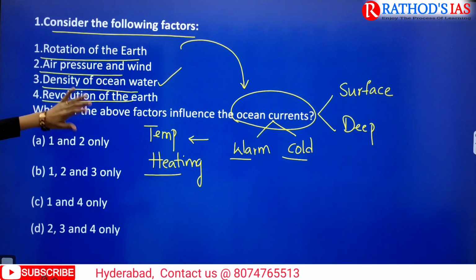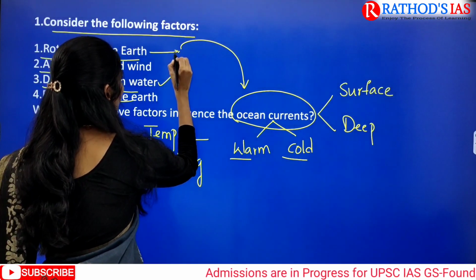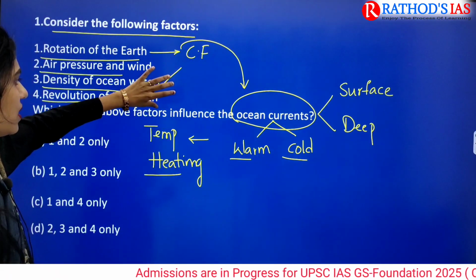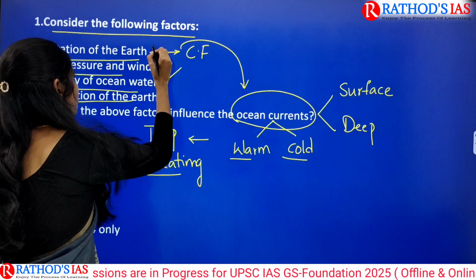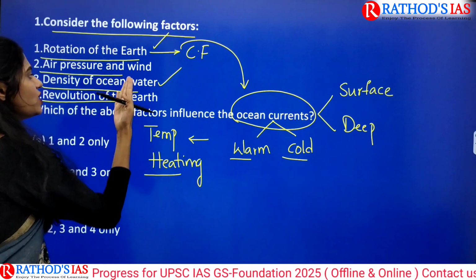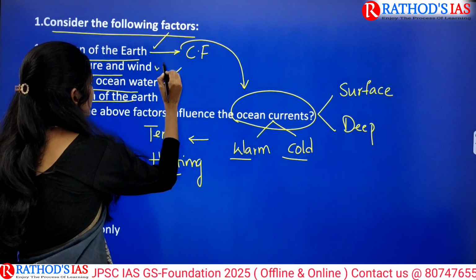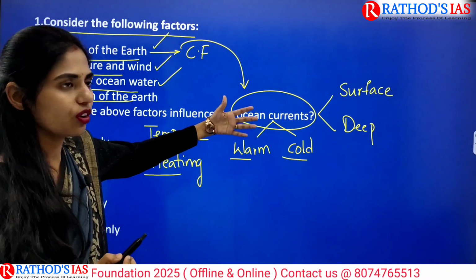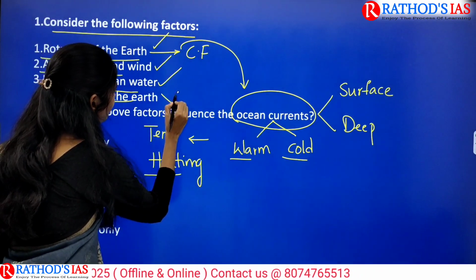Because of the rotation of earth, we have the Coriolis force, CF. So because of this, the direction of ocean currents is dependent on it. This is one important factor. Already density of oceanic water, and even air pressure and wind, are also important factors influencing oceanic currents. But revolution of earth?